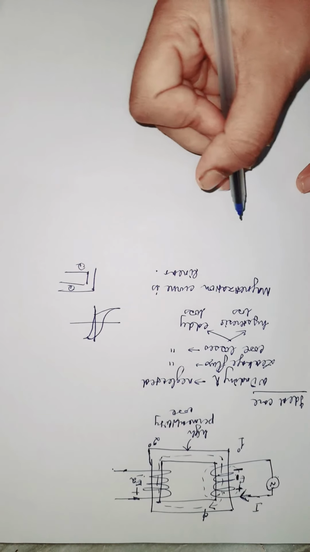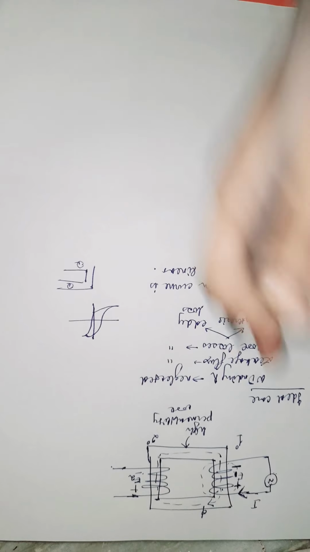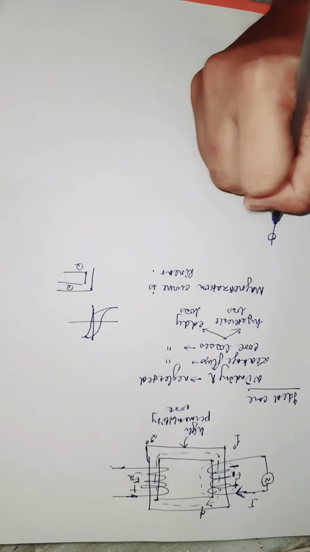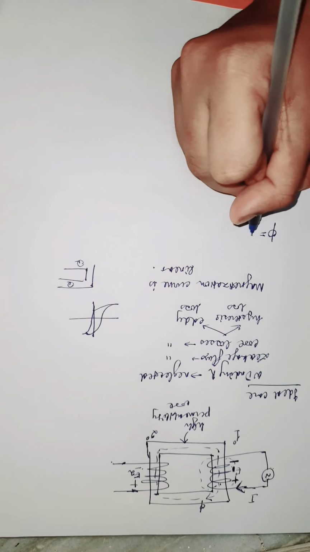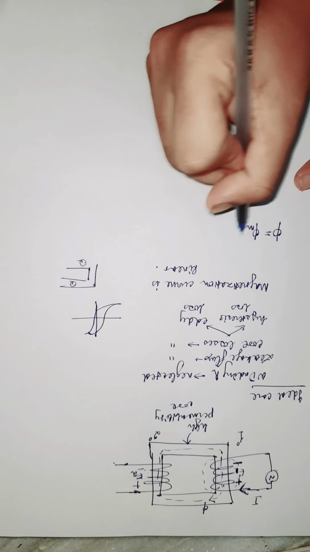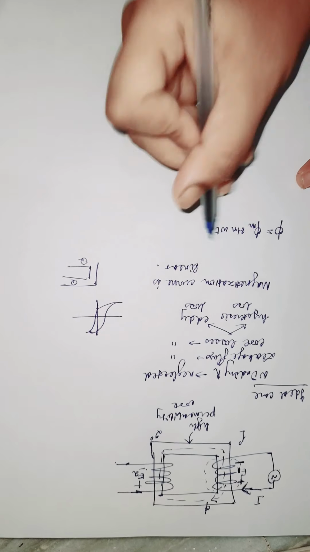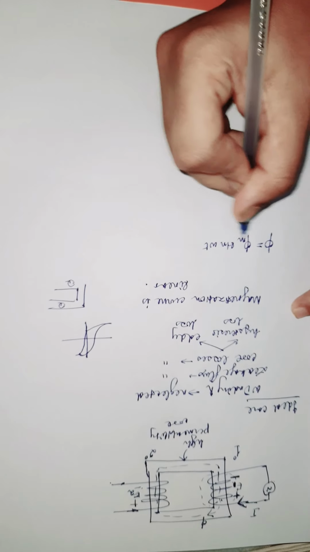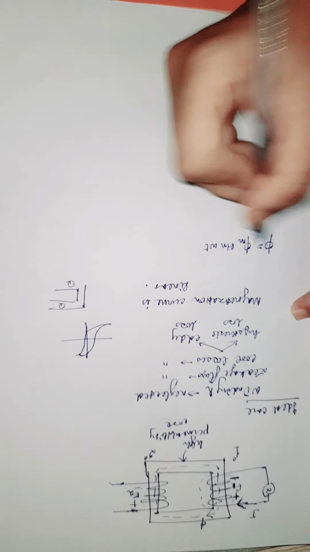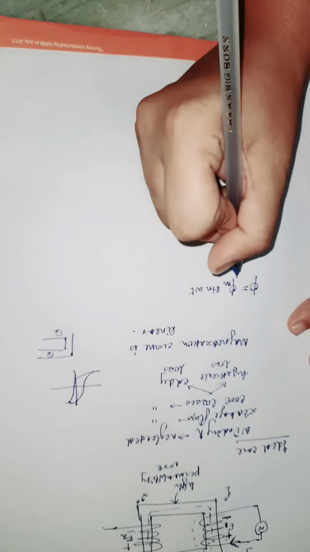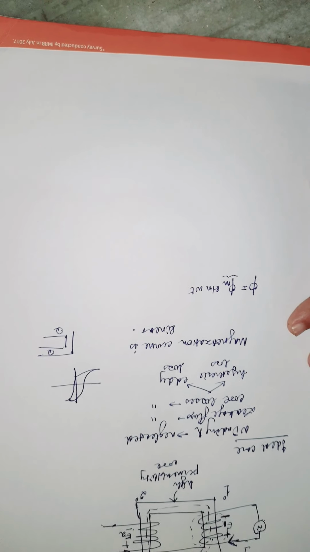Okay, because the basis of transformation, power being transferred from one circuit to another, is our flux. So we'll consider our flux, and in fact it is our sinusoidal flux that is the main point of consideration. We'll consider it as phi equals phi m sine omega t. This will form the basis. And this phi m is the maximum value of flux.